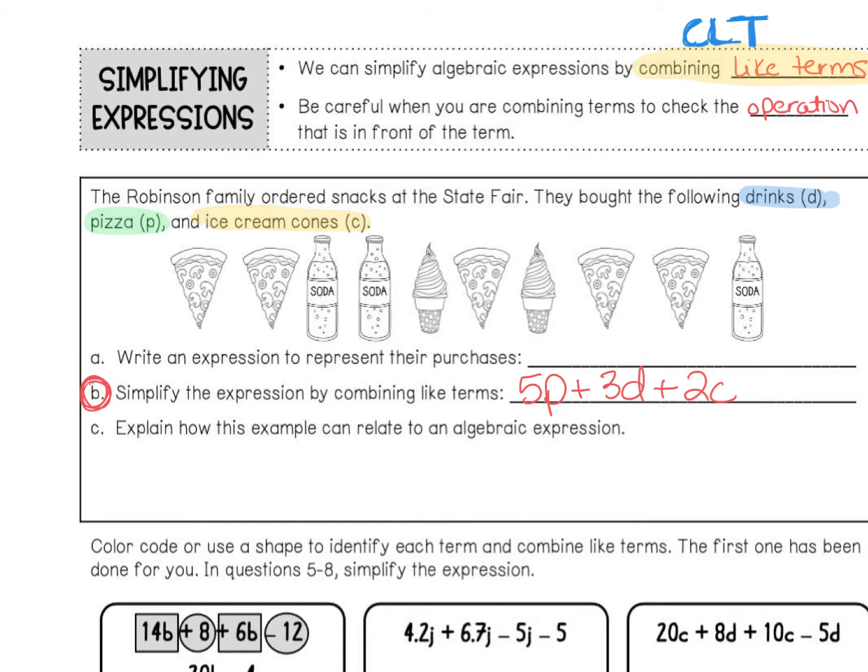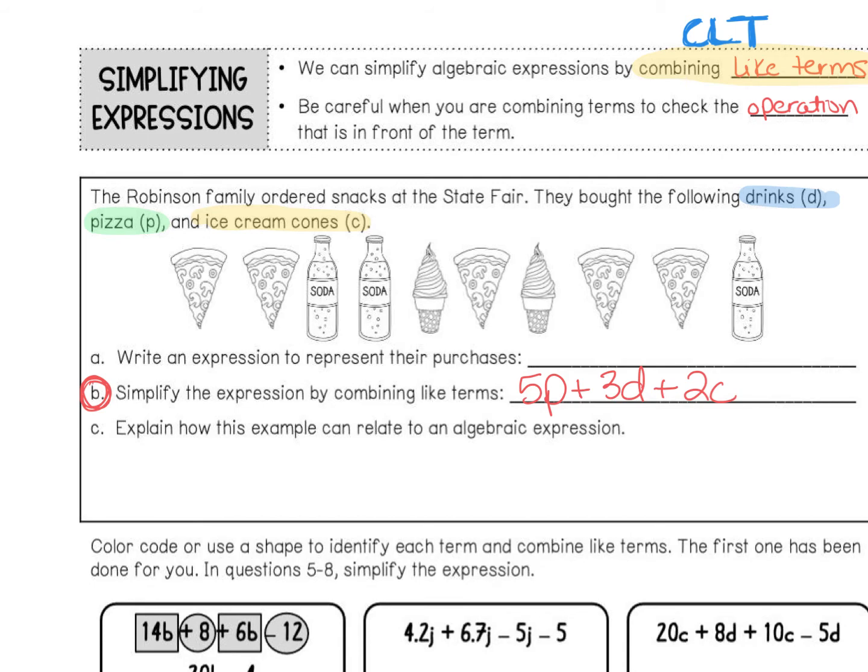Now, at this point, how many different items do I have listed up there? 3. Do you agree? How many terms do I have listed on B? I have 3. Do you agree? I have a 5P, a 3D, and a 2C. I cannot combine it anymore. Because I have 3 items and I now have 3 terms, that is as simplified as I can get it.